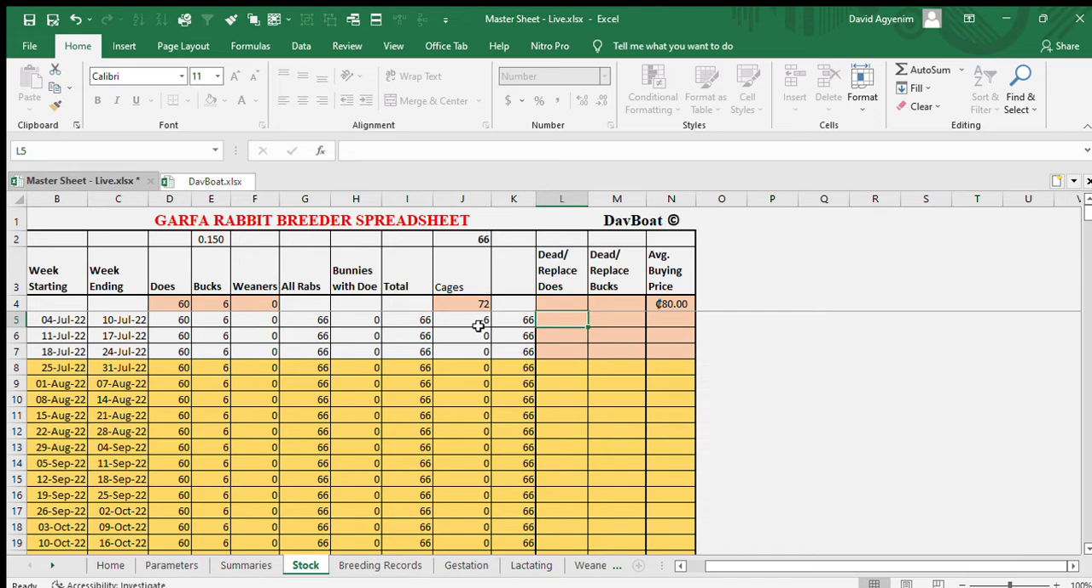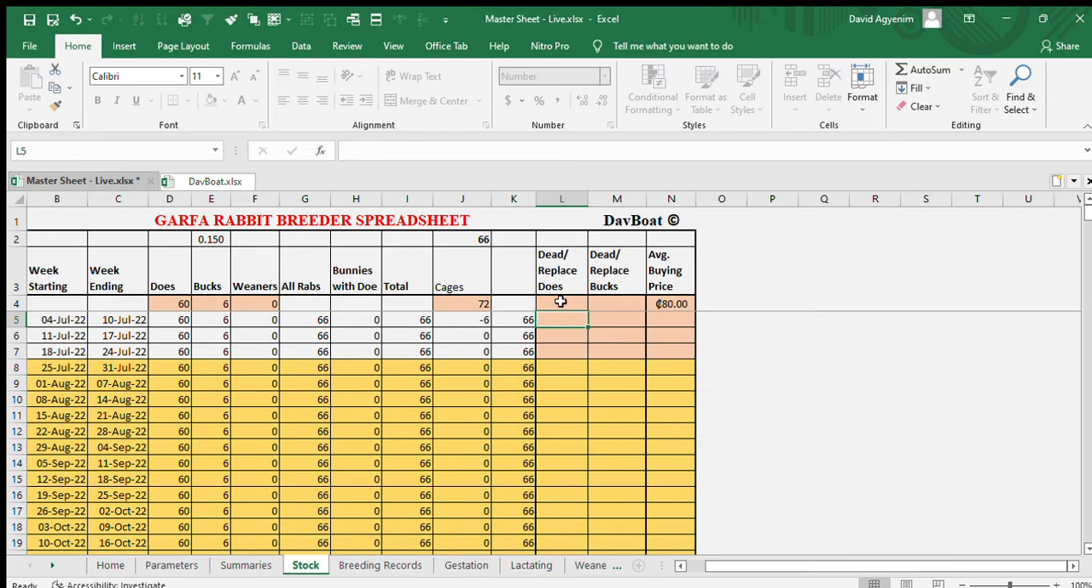Especially if you need 20 rooms and you already have 6 there, you add maybe 14 rooms more to it. So this is the total. This column is the total rooms needed at a particular point. This is the 60 breeders, 60 does, and the 6 bucks. This is where you input them.